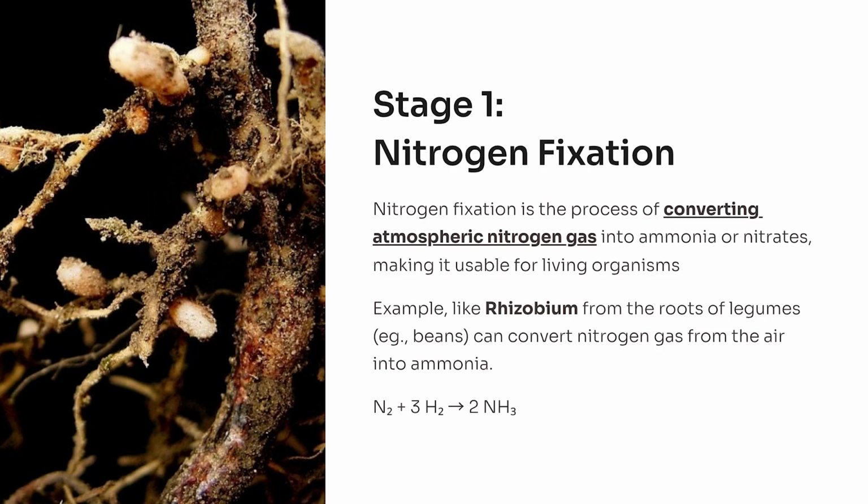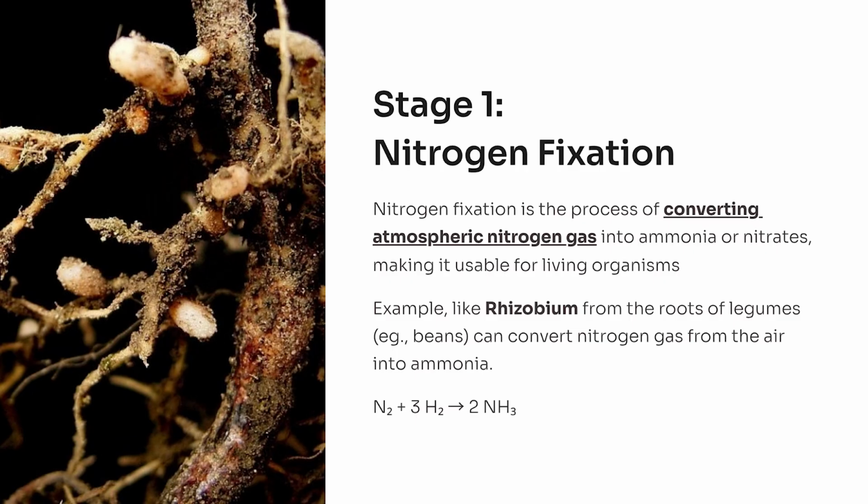Let's begin with stage 1, nitrogen fixation. This is where nitrogen gas from the atmosphere is changed into forms that plants and other living things can use. You see, nitrogen in the air, that's the gas called N2, is not usable by plants directly. It has to be converted into compounds like ammonia or nitrate before it becomes useful. This process is called nitrogen fixation.